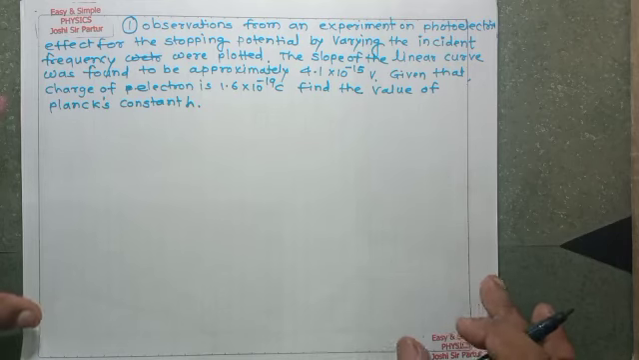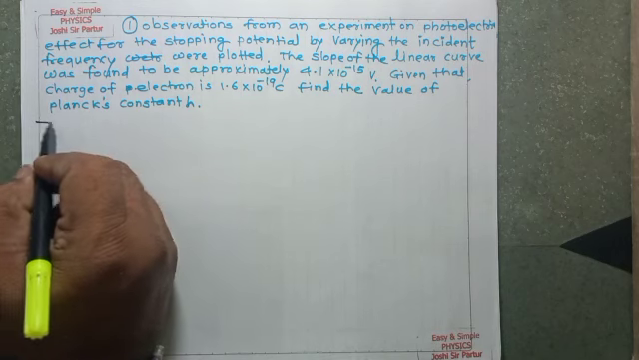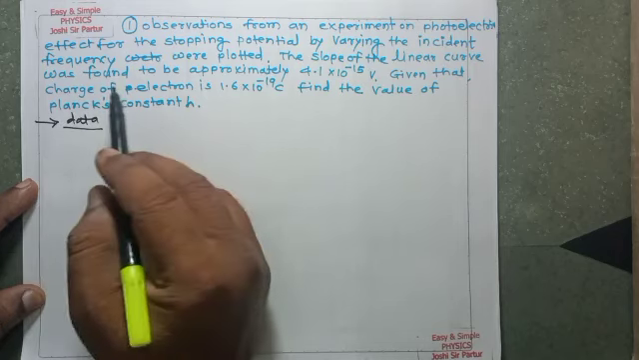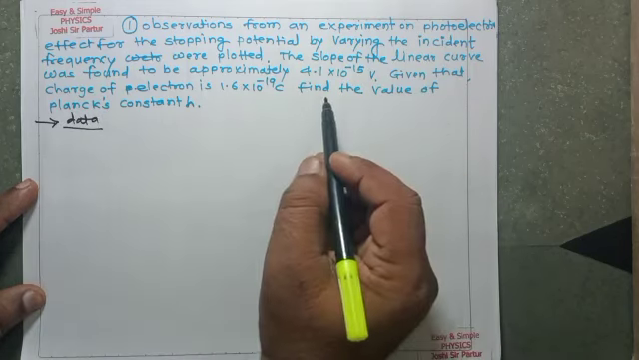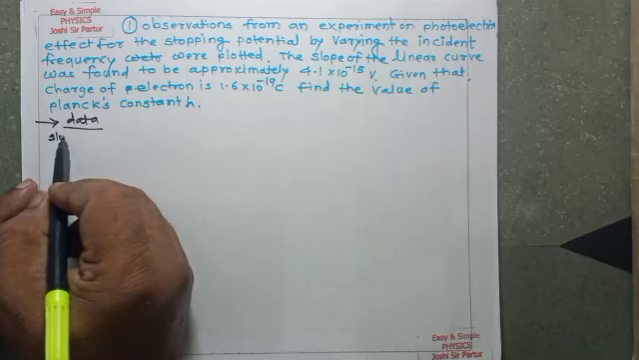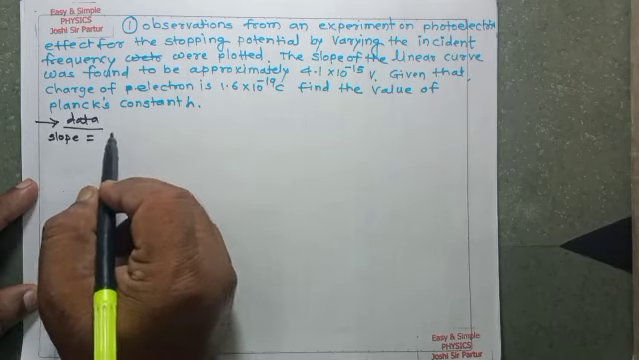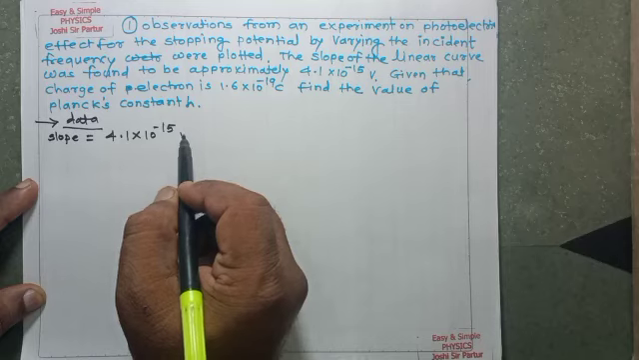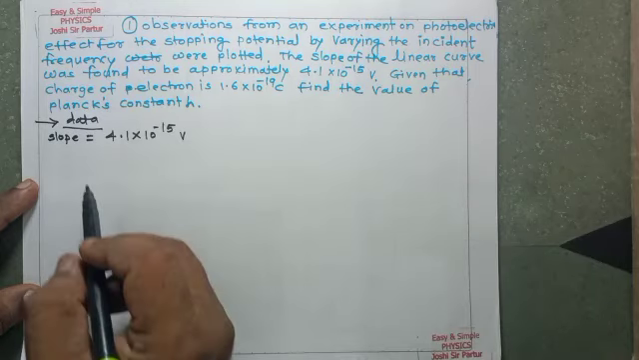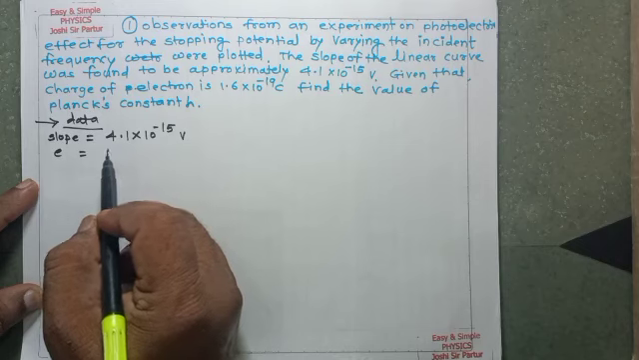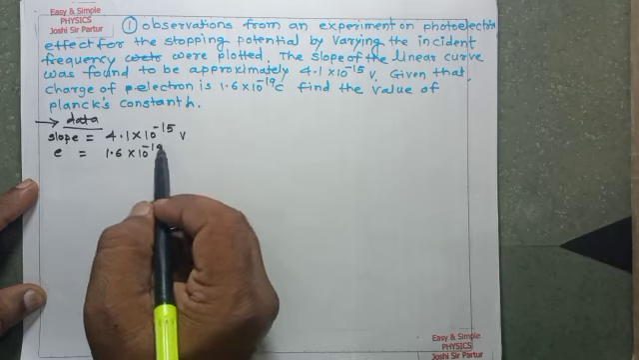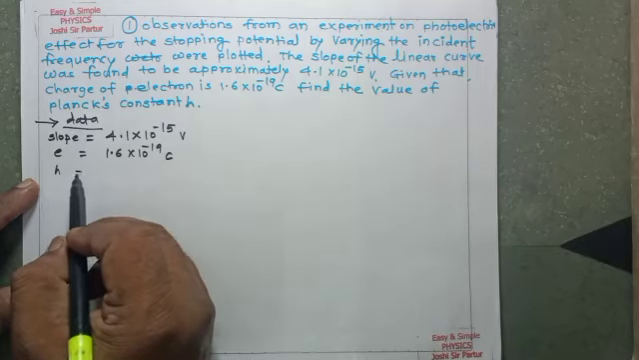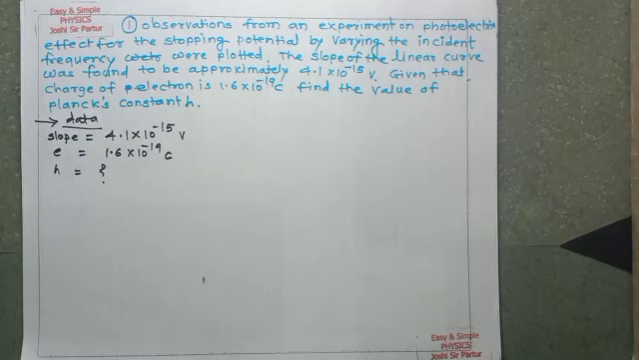If an example is given, we can first note the data, that is, what is given. Given that slope is equal to 4.1 into 10 to the power minus 15 volt and charge of electron e is equal to 1.6 into 10 raised to minus 19 coulomb, and we want to find the value of Planck's constant h equal to question mark.